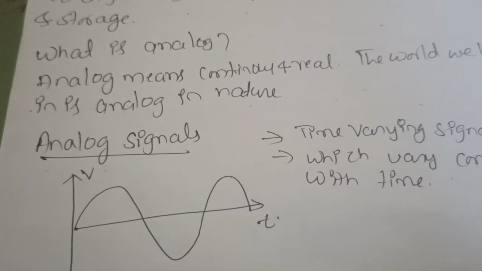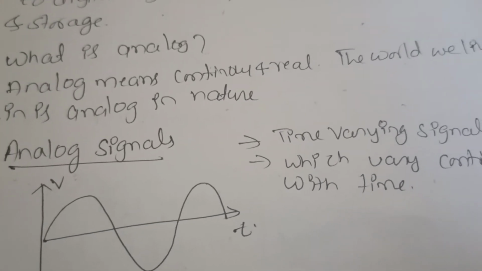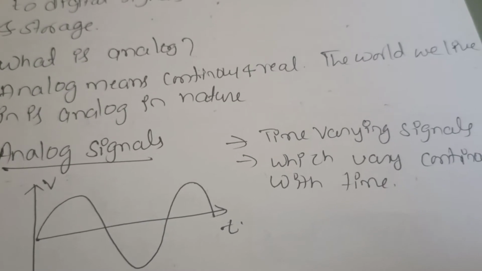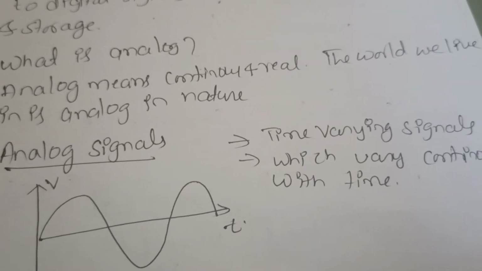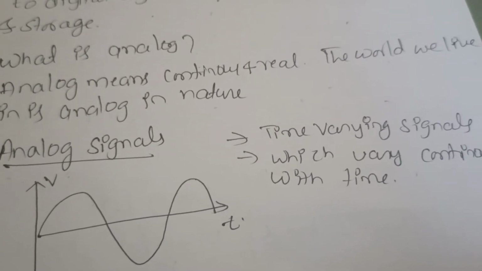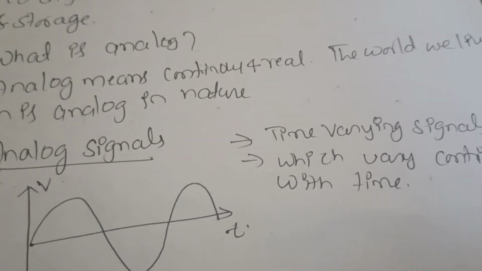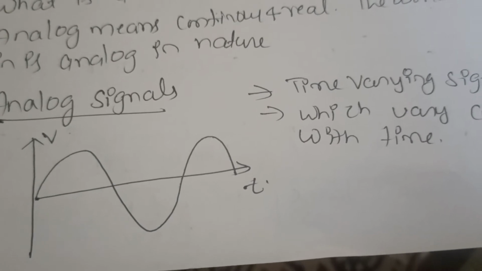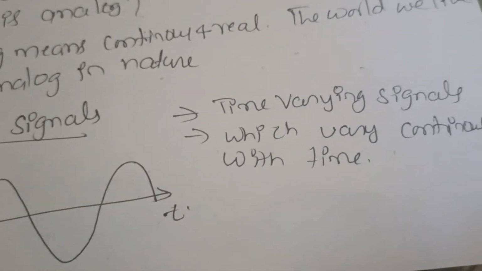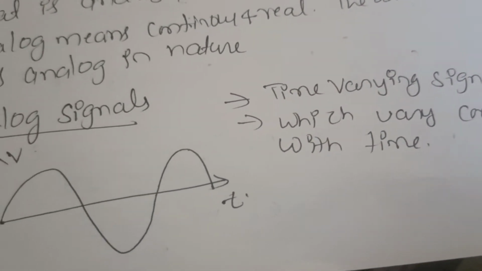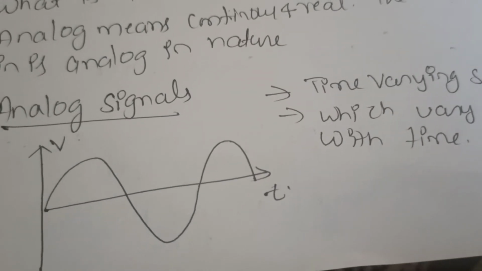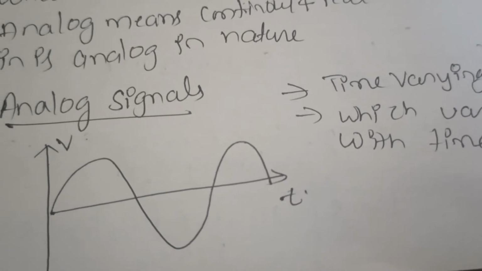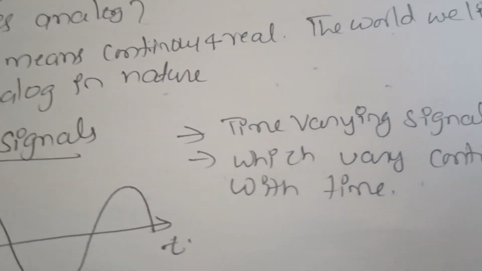Analog signals, as I told earlier, are continuous and real. It is a time varying signal. On the x-axis I have mentioned time t, and on the y-axis voltage V. It is a sinusoidal wave, a time varying signal which varies continuously with respect to time. All analog signals are continuous, and here it varies continuously with respect to time.